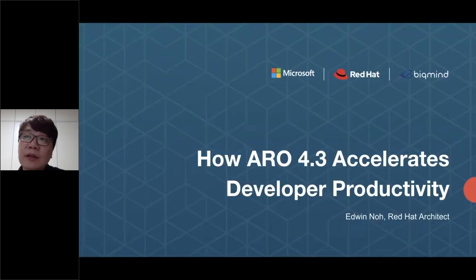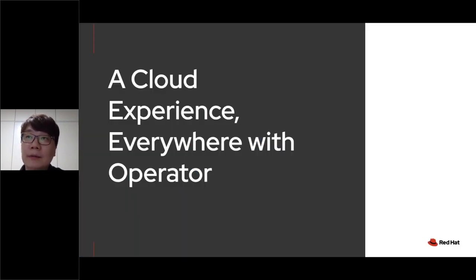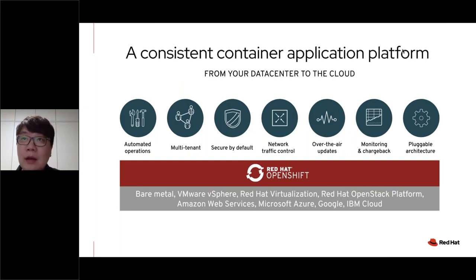I will talk about new features related to developing and operating applications on the OpenShift platform, and how OpenShift accelerates developer productivity. OpenShift 4 enables a cloud experience everywhere by automating data management. OpenShift can run from bare metal to public cloud and operate as a managed service like ARO.